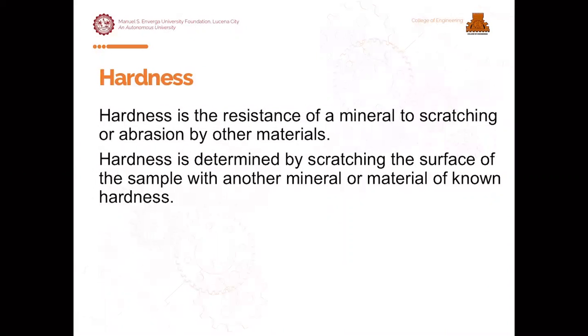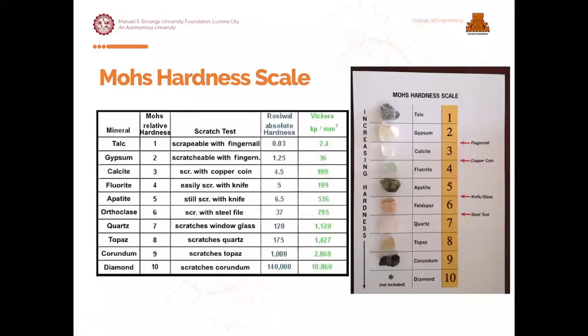Next is the hardness. So hardness is the resistance of a mineral to scratching. Okay. So hardness is determined by scratching the surface of the sample with another mineral or material of known hardness. Okay? So sa minerals, meron tayong tinatawag na Mohs hardness scale kung saan yun yung standard hardness scale ng minerals na nirank in ascending order.